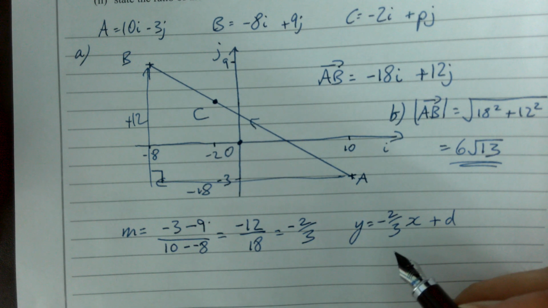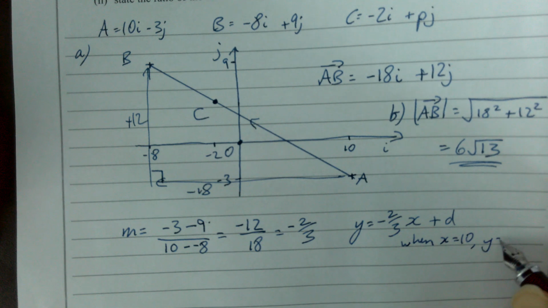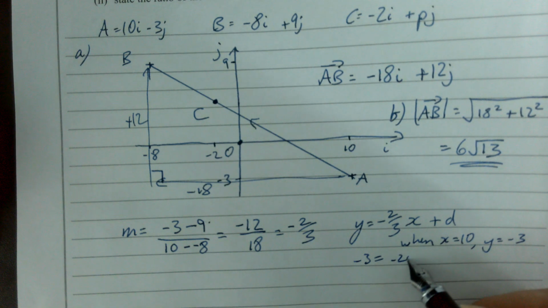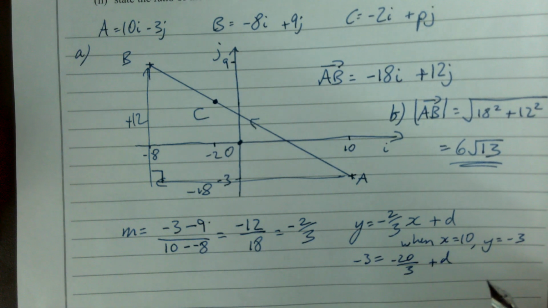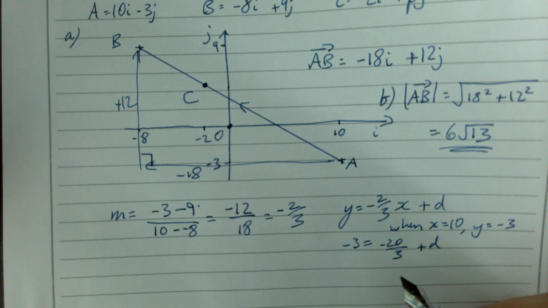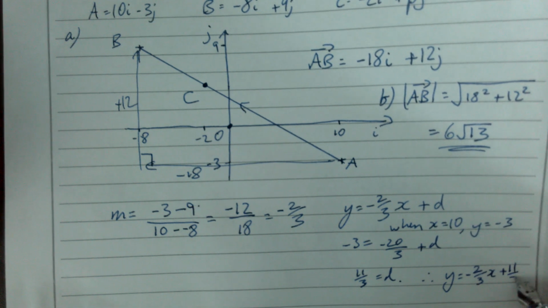So which is the simplest one to use? Probably the 10, minus 3. So when x equals 10, y equals negative 3, negative 3 is going to be minus 20 over 3 plus d. So if we add 20 over 3 to minus 3, we get 11 over 3 equaling d. Therefore, I can say y is equal to negative 2/3 of x plus 11 over 3.